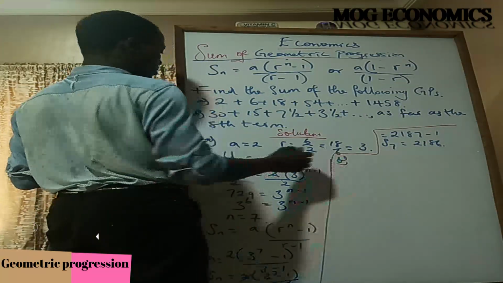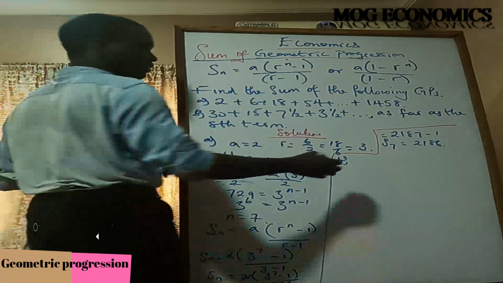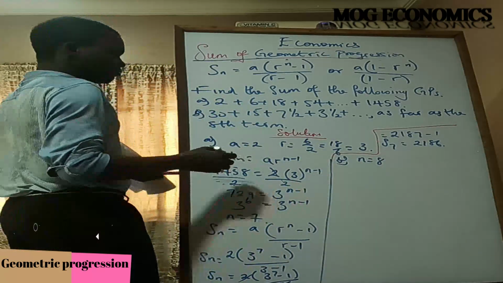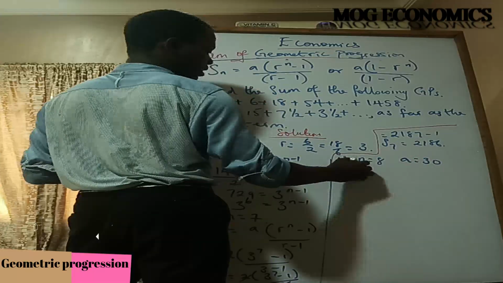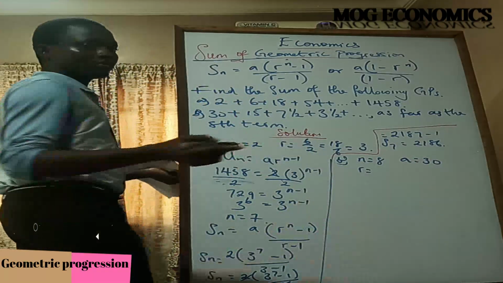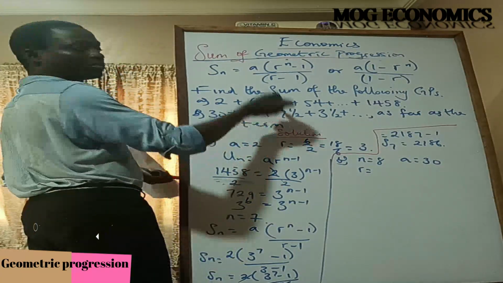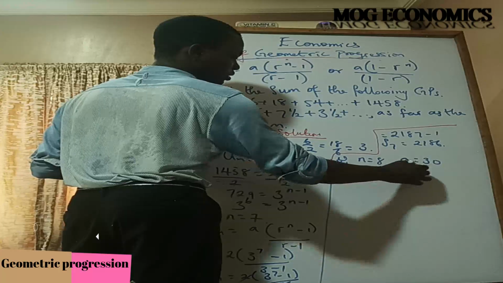Then for B, we also have this. It says as far as the eighth term, which means we already have our n as 8. Alright, then we have our a as 30. What then is our r? You have to be careful. You could have easily done 30 over 15 to get your r. But no, remember that it's the succeeding one divided by the preceding one. So 15 over 30, which is half.